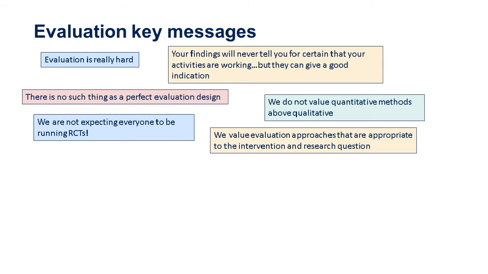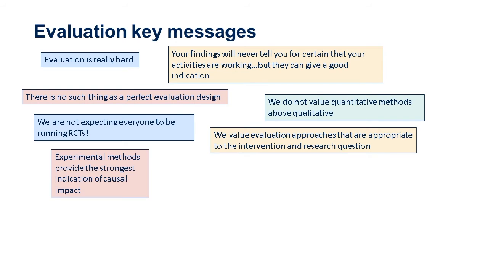So we value appropriate evaluation design for the interventions and the research questions that they're trying to answer, and that's really important. An experimental design that can generate causal evidence is likely to produce the strongest indication that an intervention is working, and that could be using qualitative or quantitative evidence, but this is not common and often won't be practical in the social science world.